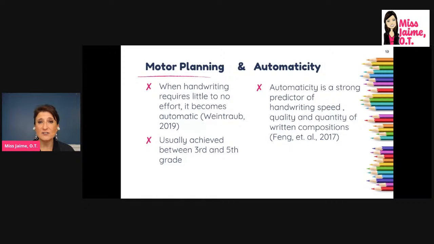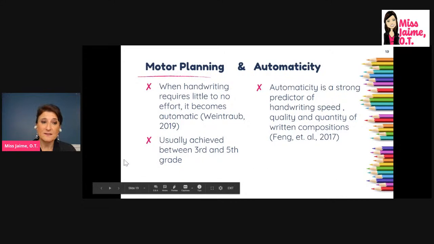So if a child doesn't make the letter the same way every time, if it's not automatic, if it's not comfortable, they're not going to become fast at it because they need to sit there and think about every stroke and every movement. And then that's going to decrease how much detail they put into their work, how long their work is, the quality, the quantity. It all goes together. So it is really important that motor planning is considered when teaching kids how to write.